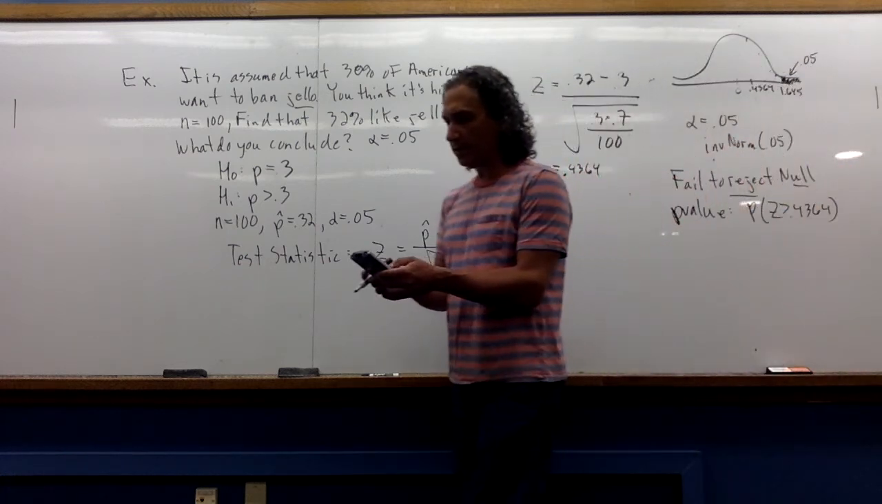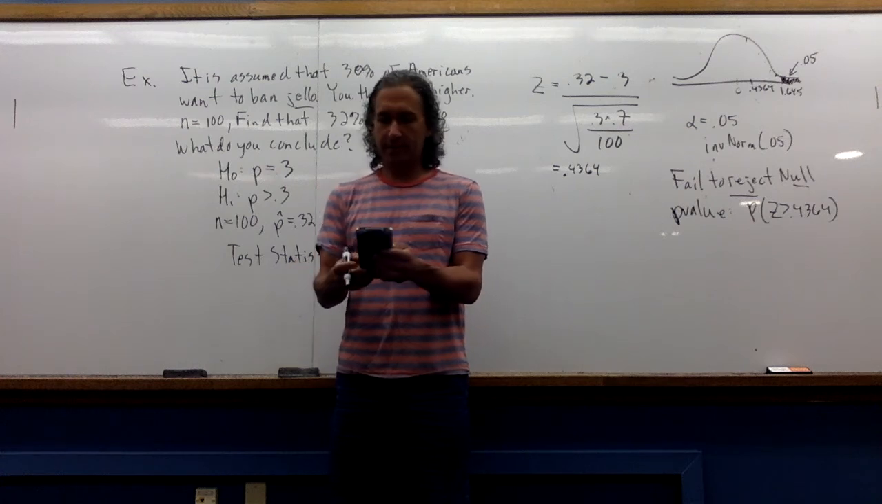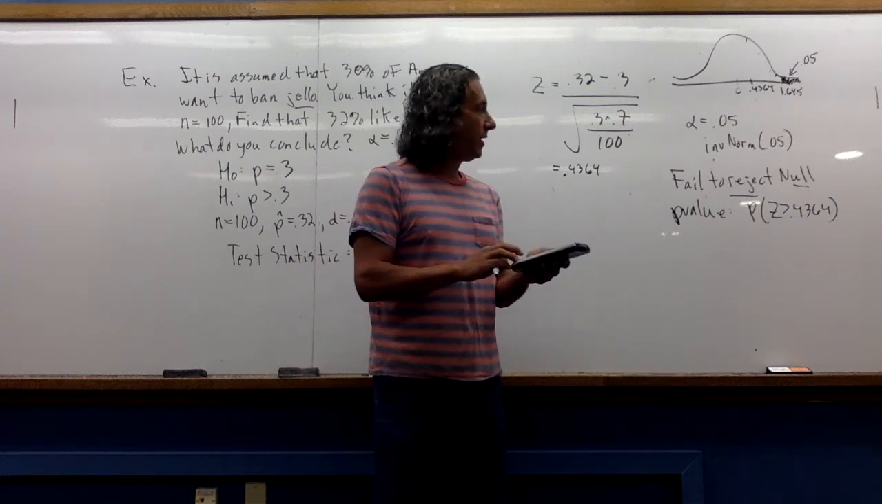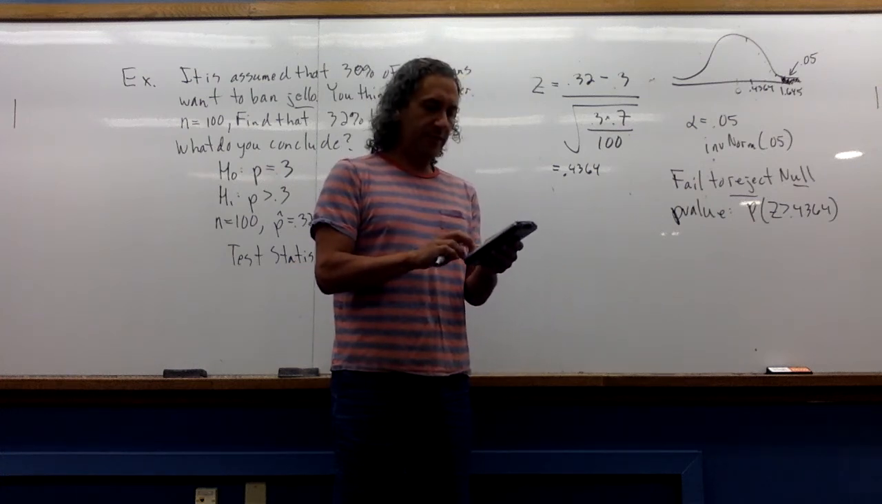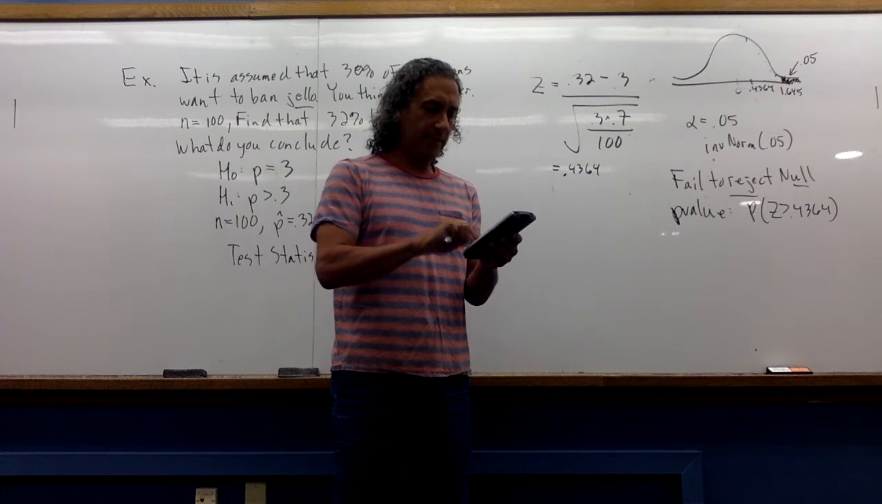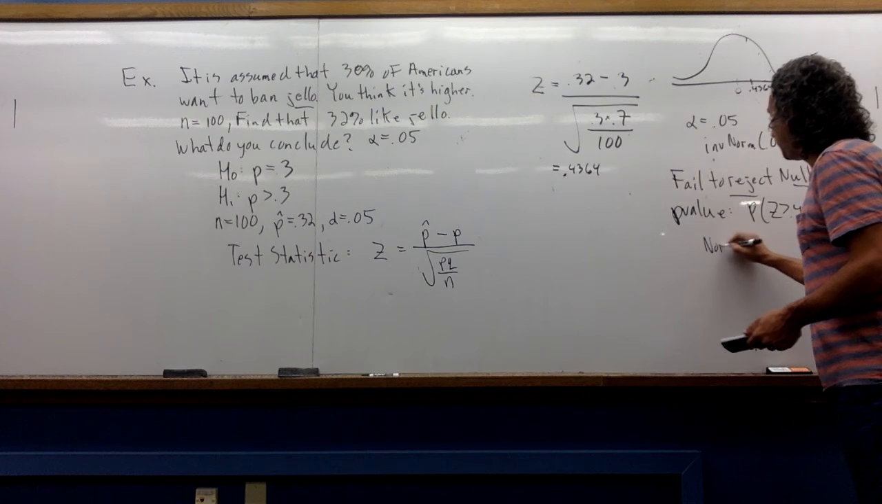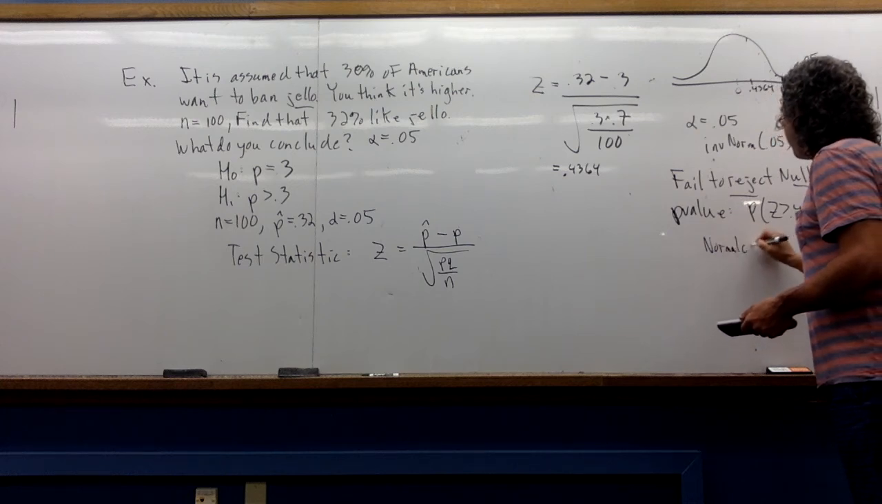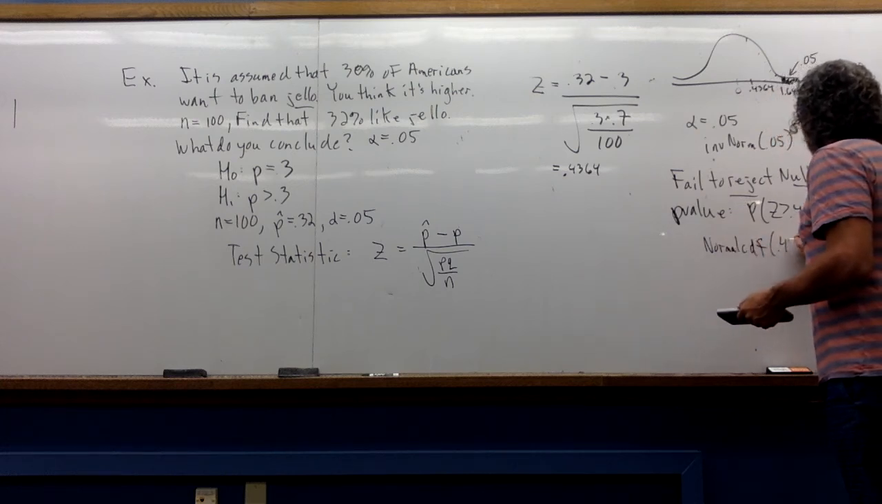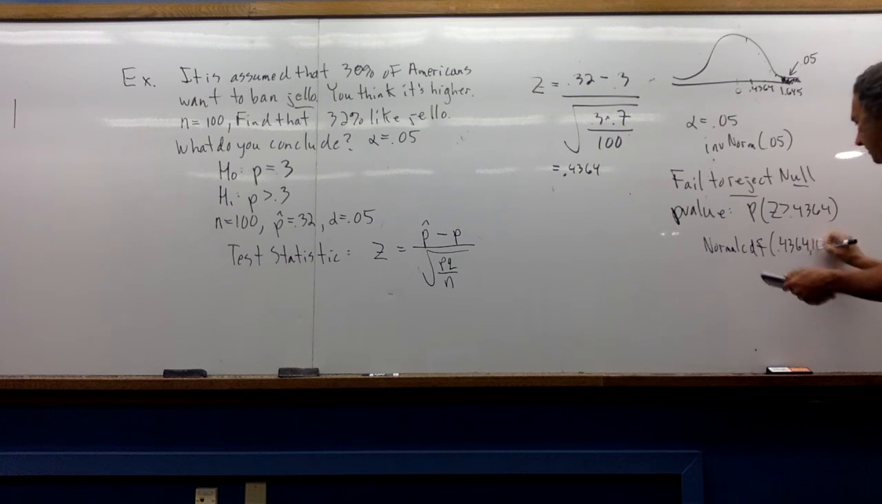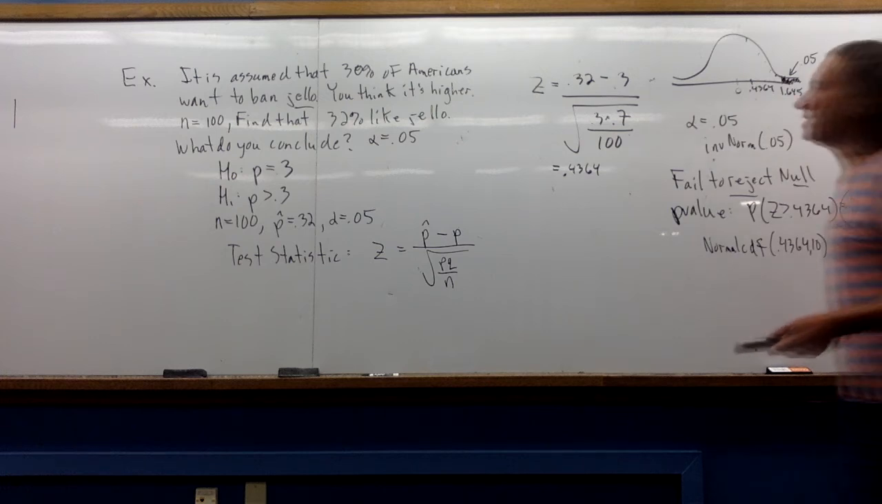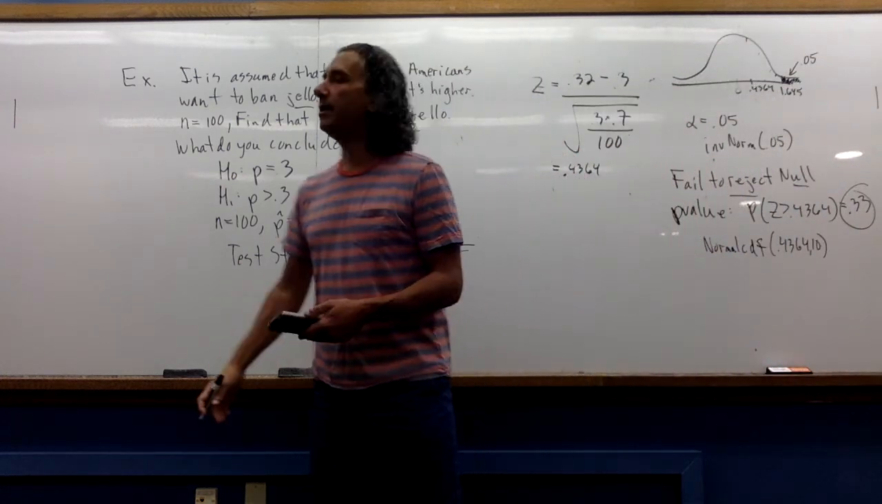Okay, so here again, we could do our normal CDF from 0.4364 to some large number. Let me call that 10. So this is normal CDF from 0.4364 to 10. And I'm getting out 0.33. So that is the associated probability.